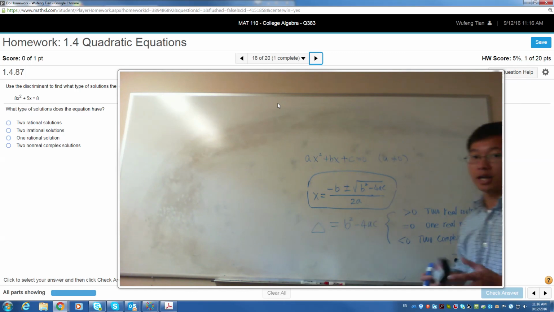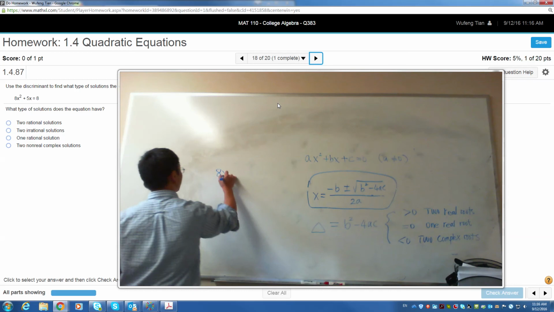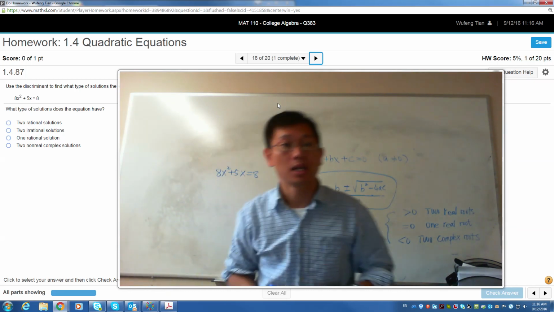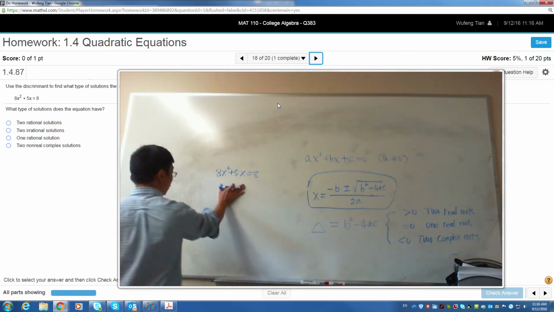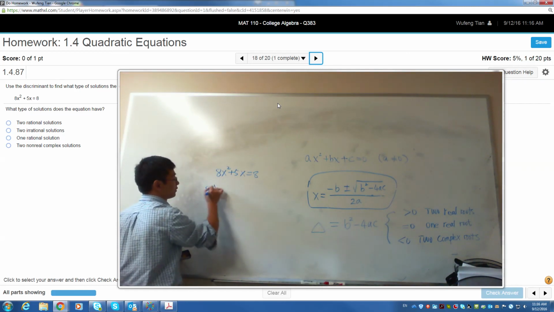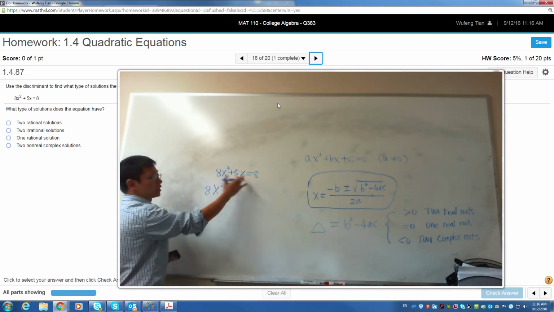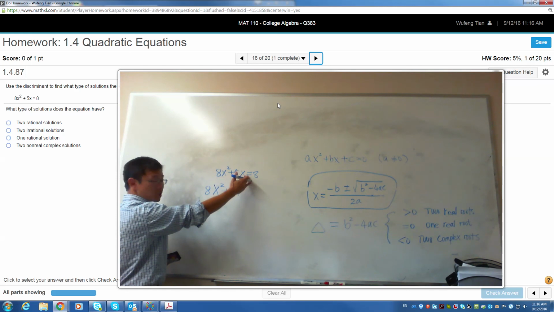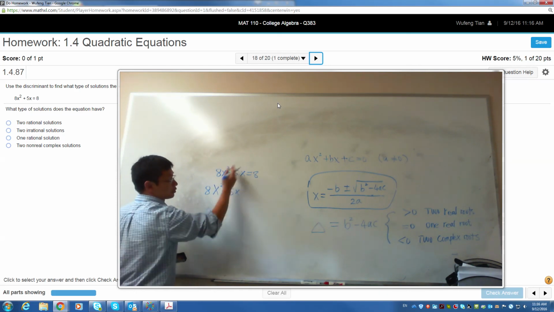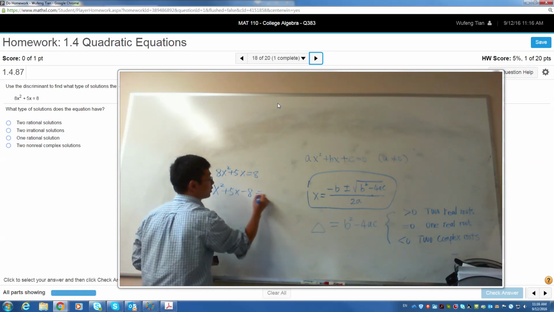Now let's look at this example: 8x squared plus 5x equals 8. Is it in standard form? No, it's not, so I need to change it into standard form. I'll move everything to the left side. The 8x squared plus 5x is already on the left side of the equal sign, so don't change that. But 8 is on the right side, so I shift that to the left side: minus 8 equals 0.